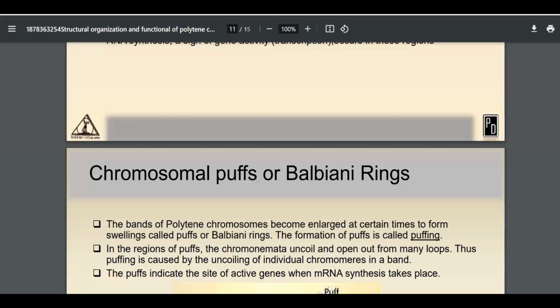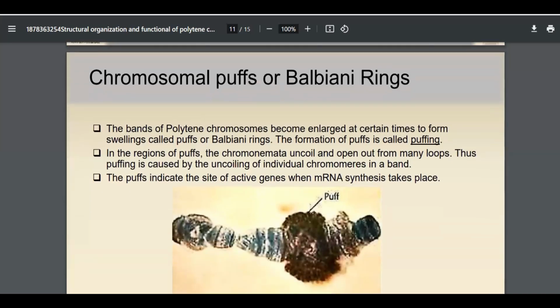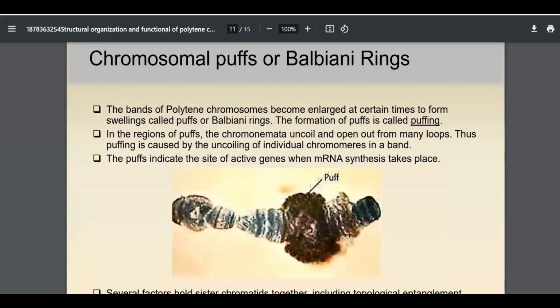All right. Now, chromosomal puffs are also referred to as Balbiani rings because of the scientist who first described these polytene chromosomes in the 19th century, 1800s. So the bands of the polytene chromosome get enlarged. To these, we refer as puffs, and the process is called puffing, where the expression of those genes is occurring. In the regions of puff, the chromonemata uncoil and open out to form mini loops. Thus, puffing is caused by the uncoiling of individual chromomeres in a band.